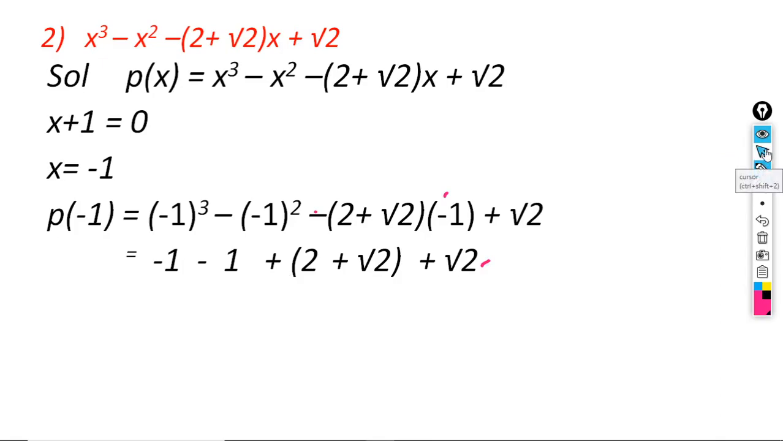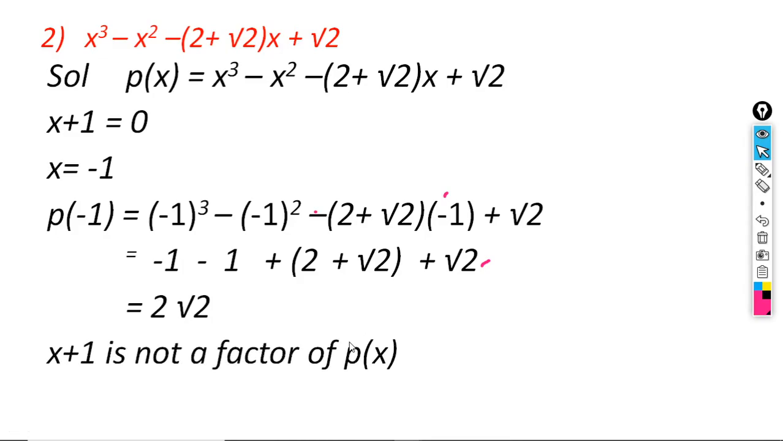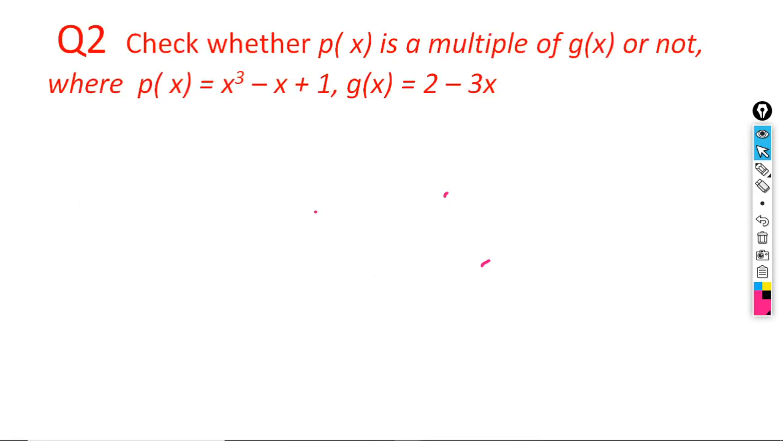Solving this further, we get 2 plus root 2. The minus 1 minus 2 cancel with the 2. We get 2 plus root 2. You see that x plus 1 is not a factor of p of x because in this case the remainder is not 0. Let us try another problem.